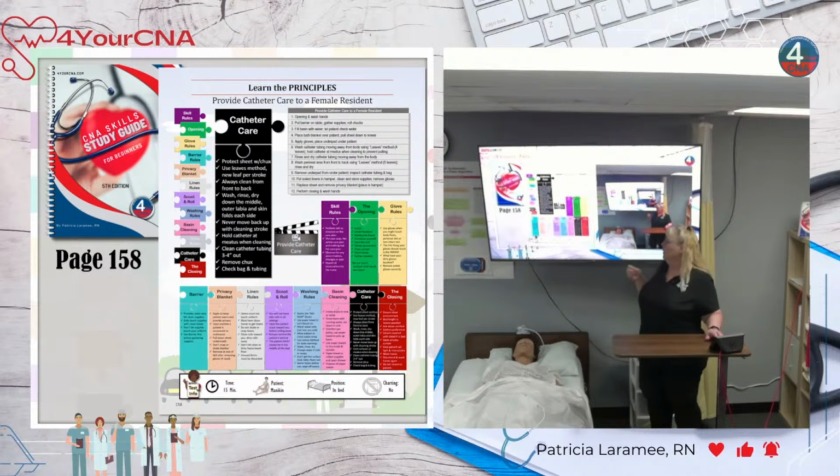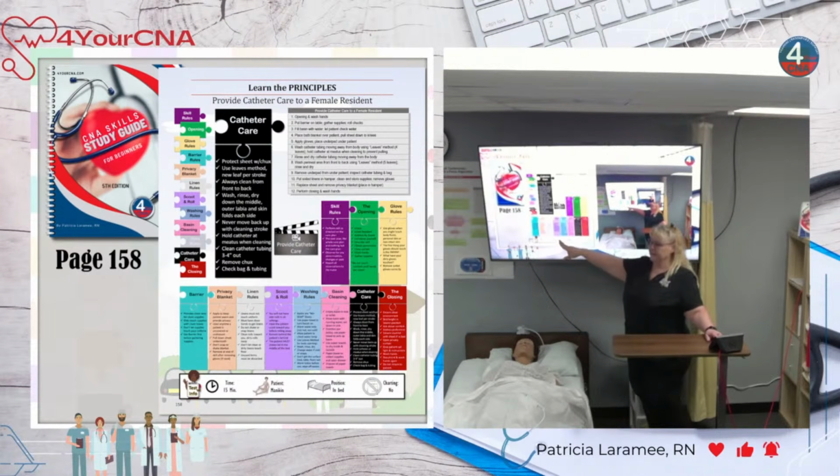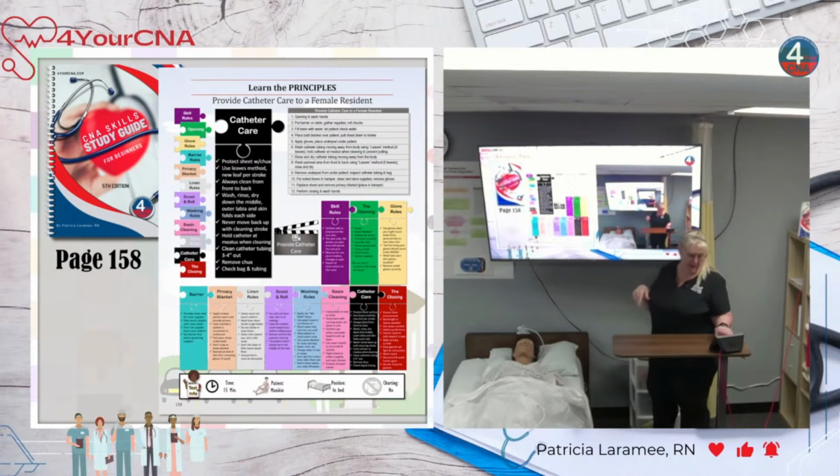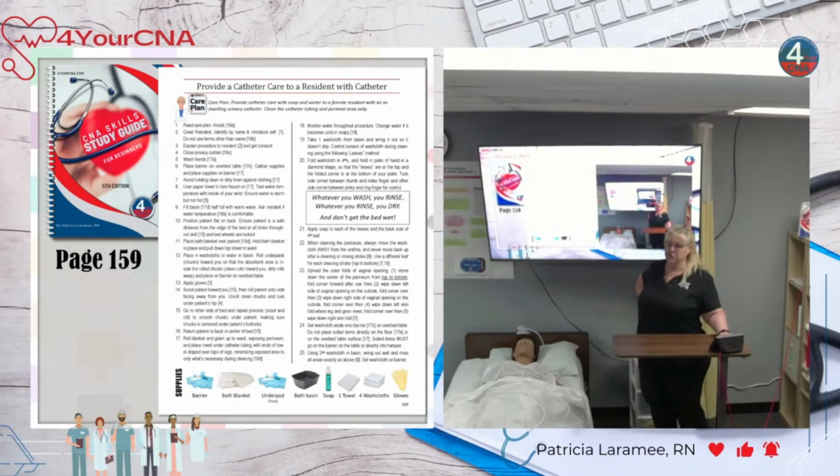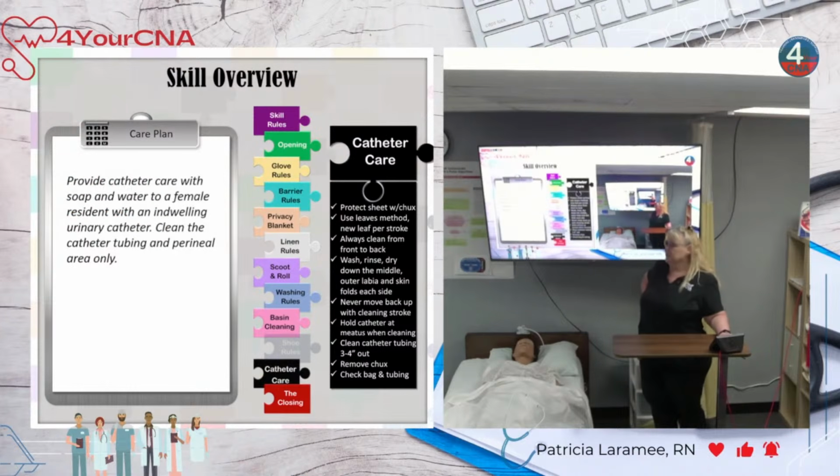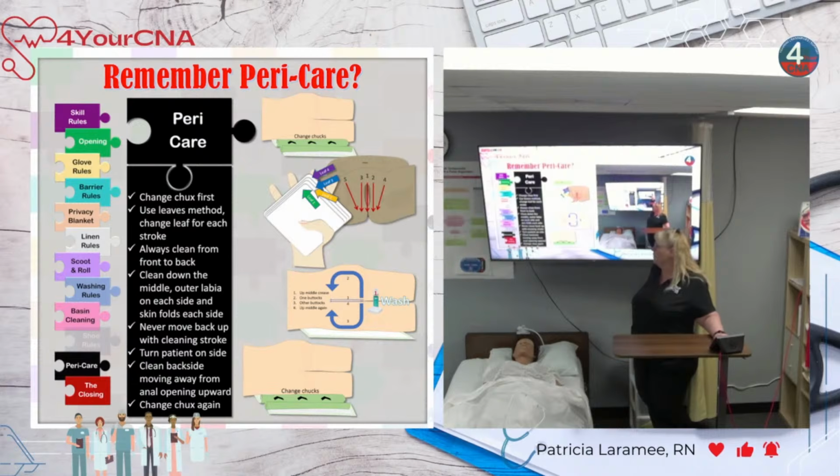Questions? Okay. This is a mannequin skill. That mannequin will be in bed. This is not a charting skill. Page 159 gives you your care plan at the top of the page, step-by-step instructions, and your supply list. Let's look at this care plan. It says, provide catheter care with soap and water to a female resident with an indwelling urinary catheter. Clean the catheter tubing and the perineal area around the catheter. So we're cleaning the catheter and the skin around it. We're going to use PeriCare techniques to clean the skin part.